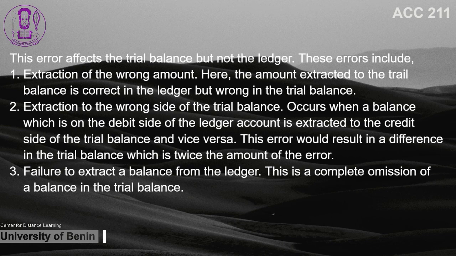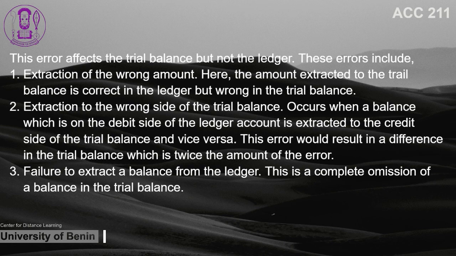2. Extraction to the wrong side of the trial balance. Occurs when a balance that is on the debit side of the ledger account is extracted to the credit side of the trial balance and vice versa. This error would result in a difference in the trial balance which is twice the amount of the error. 3. Failure to extract a balance from the ledger. This is a complete omission of a balance in the trial balance.